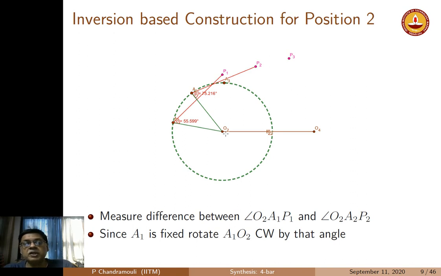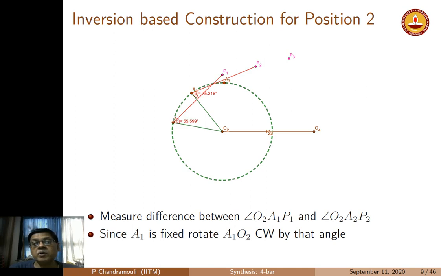So what we do is we measure the angle difference. You can see here O2 A1 P1, the angle between those lines is measured. In the case that you see there, we have about 55.6 degrees for O2 A1 P1, and when we go to the second position O2 A2 P2, the angle increases to about 75.3. Now since A1 is fixed, we have to rotate O2 A1. You can see the sense by which I have to rotate. The angle has increased to 75.3 in the second position.